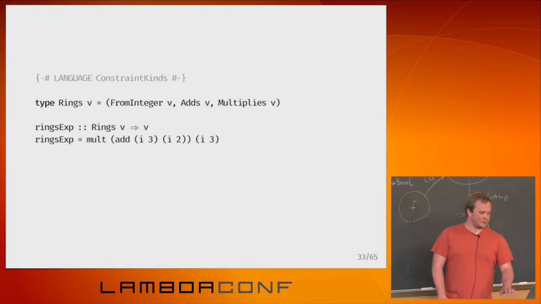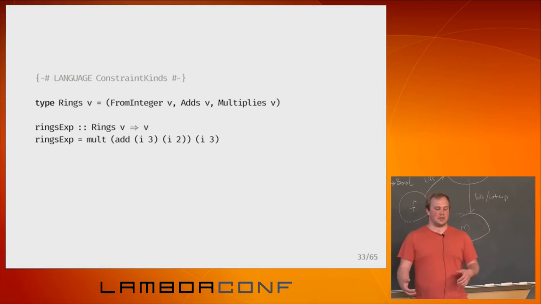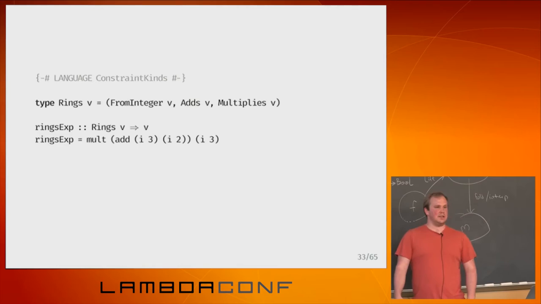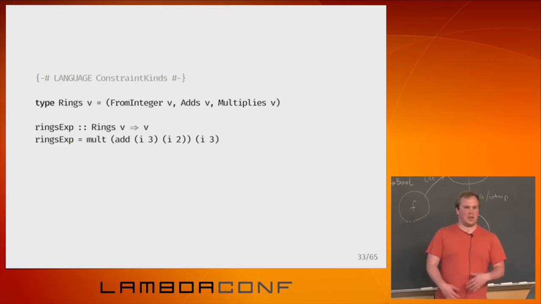So unlike before, where we had to do all of this fixed point surgery and create the sum of functors, we can now just add these two languages together by listing out all of the constraints at once. And so I can call a new set of constraints Rings of V, which just demands that we can convert things from integers, we can add them, and we can multiply them. And now this rings expression is exactly the same as the ring expression from when I was using the concrete DSL, but it's expressed without any extra fixed point machinery, without any surgery or anything like that, just very directly by stating we just need addition, multiplication, and the ability to get integers into it.